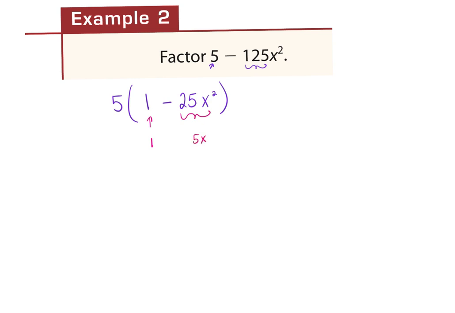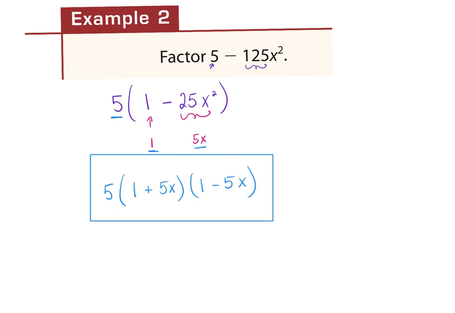So that will be my factoring. I'm going to leave the 5 in front. That is part of your factoring. Then I'm going to say the 1 plus the 5x, the 1 minus the 5x. And that will be my factoring for this one. So my rule is to always take that common factor out first to see if possibly you can keep going with it.